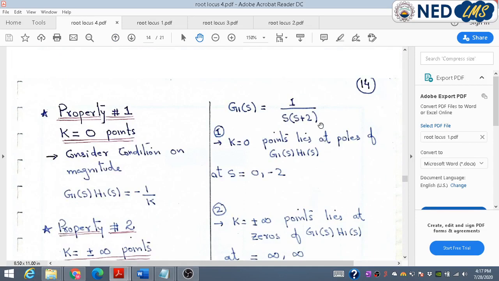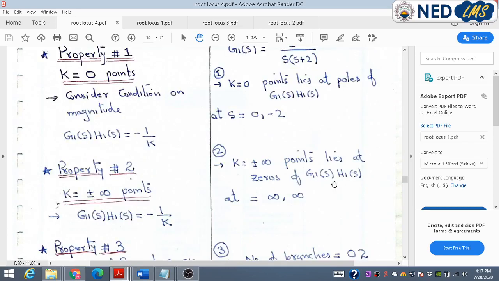Again, as I have stated earlier, in this given problem we have no finite zero, but it is the property of the rational function that it should have the same number of poles and zeros. If the number of finite poles is not equal to the number of finite zeros, then the zeros' position should be at S approaching infinity. Therefore the system has two zeros, and both zeros will be at infinity.